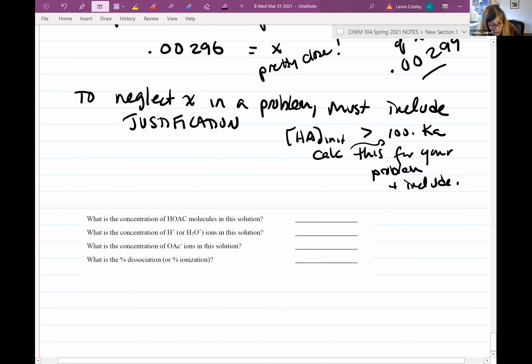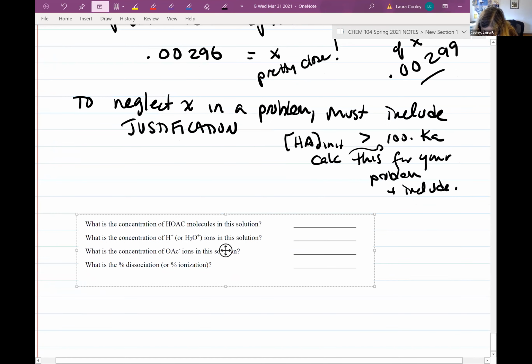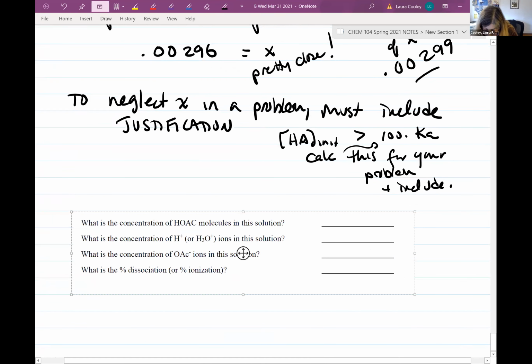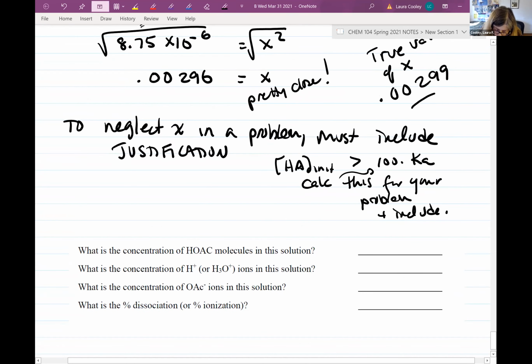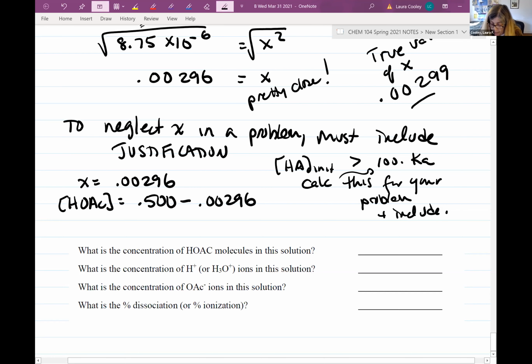All right, so we can now fill in the answers here to the rest of activity 2. What is the concentration of HOAc molecules in the solution? Well, we had X is 0.00296. The concentration of acetic acid is 0.500 minus that. It really doesn't matter if you had a 9 here. To 3 decimal places, it's still going to be 0.497.